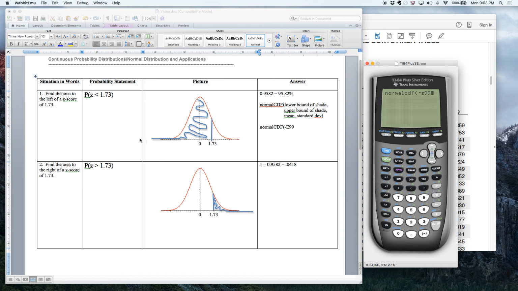So what do I want? I want to shade from negative infinity all the way up to and including 1.73. So I'm going to type a comma because it's the lower bound of the shade, followed by the upper bound of the shade. Well, the upper bound of the shade is 1.73. So I'll type in 1.73, followed by a comma. And then all I need next is the mean and standard deviation. And for the standard normal distribution, they're always 0 and 1. And close your parentheses.